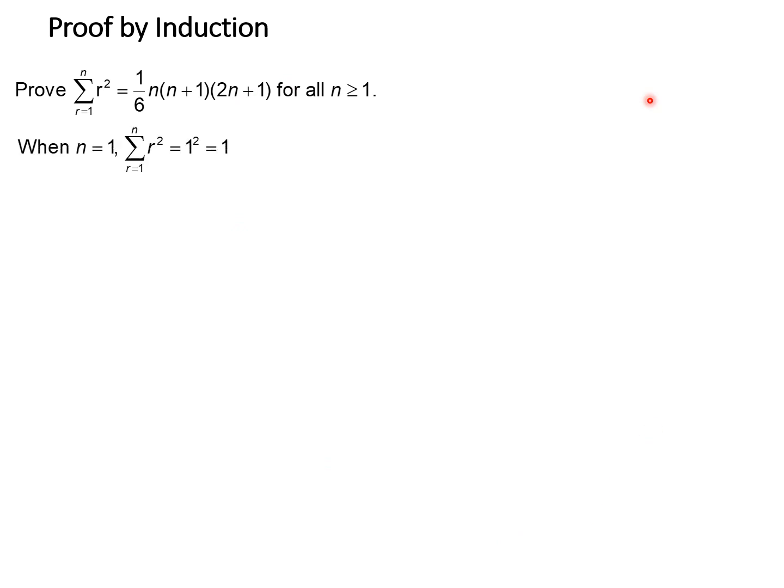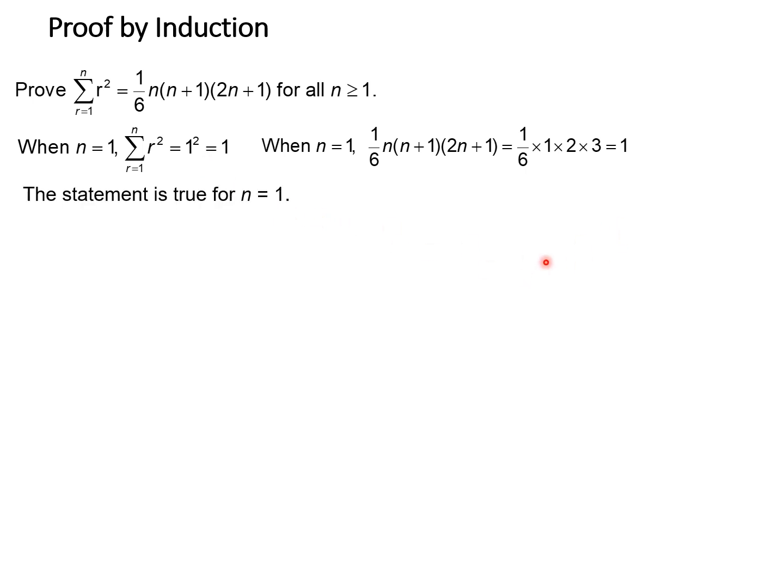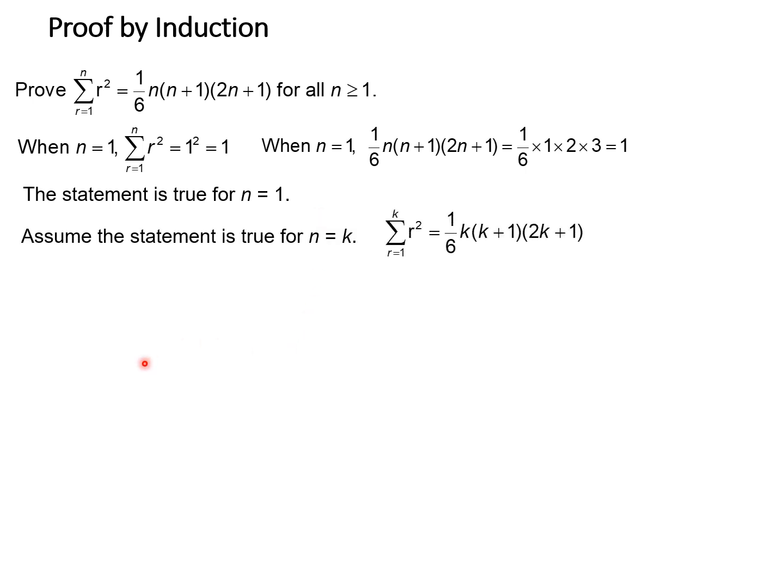In this case, when n is 1, we substitute 1 on both sides. So it will be the sum of r square. When we substitute r as 1, it's 1 square, which is 1. And we substitute n being 1 on the right hand side, which will also arrive at the value 1. Since the values on the left and right are the same, the statement is true for n equals to 1. Our next step here is to assume the statement is true for n equals to k. It's an assumption, so no calculation is required. Just substitute the correct values.